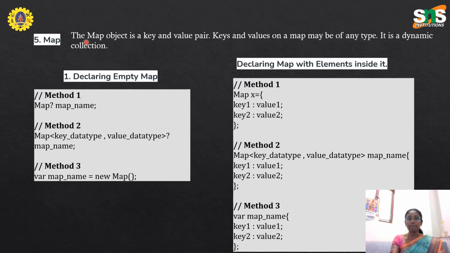Next is the map, which is nothing but a key-value pair in programming languages. Key-values map any type of dynamic collections. We have two types of map to denote, declaring an empty map and using it inside your methods. The first is Map and a map name. The second is Map with the data types, then the map name. The third is var with the map name, creating new maps in the Dart programming language. Here I'll give an example of maps.